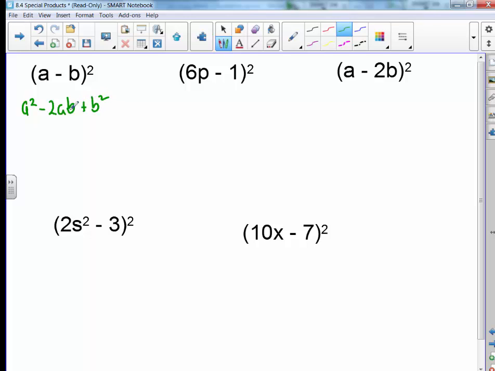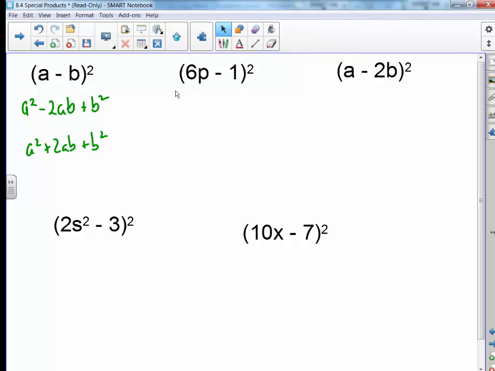Okay? So the only difference is, remember the first time when it was a plus, it was a squared plus 2ab plus b squared. But this time, there's a minus sign in the middle, and instead of a plus right here, there's a minus. That's the only difference. It's still a positive a squared and a positive b squared. It's just that the middle term becomes a negative term, okay?